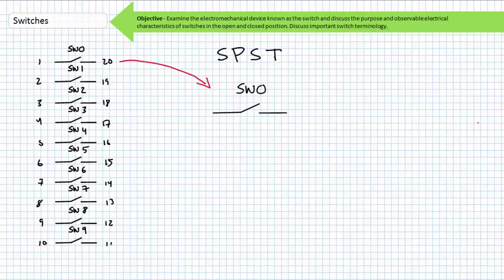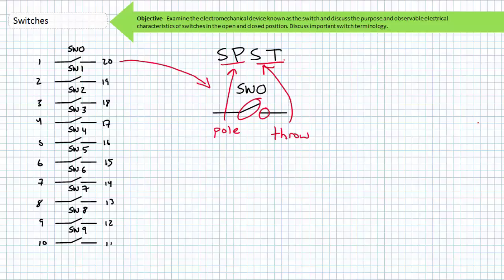Now let's dissect the term SPST, single pole, single throw. A pole is the moving portion of a switch. A throw is the number of different connections the pole can make. An individual single pole, single throw switch has a single moving contact, hence the term single pole. Each pole has a single connection it can make, hence the term single throw.